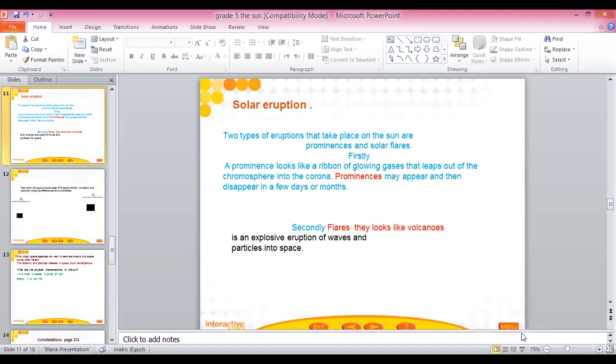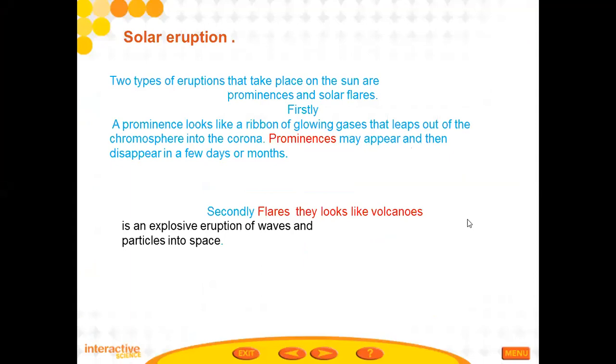Today we are going to continue and resume our lesson which we started this week. We'll start from the point that we stopped at yesterday. We'll speak about solar eruptions. We have two types of eruptions that take place on the sun, which are prominences and solar flares. Firstly, what is a prominence?